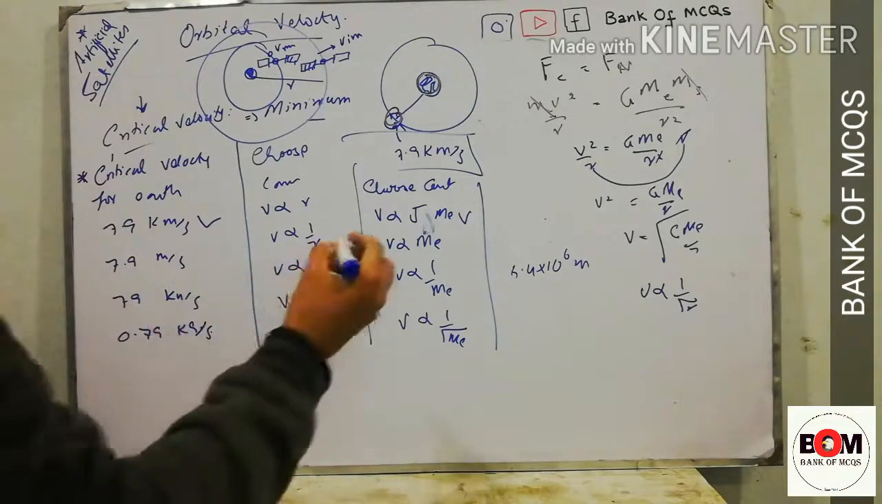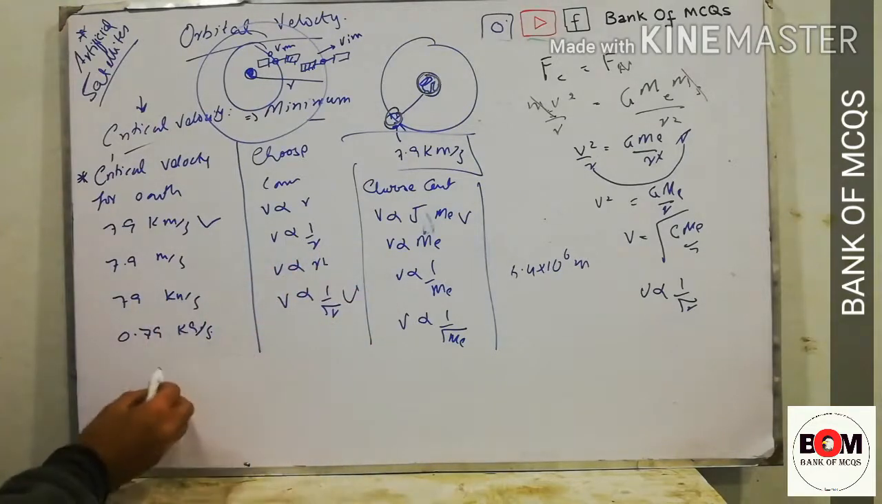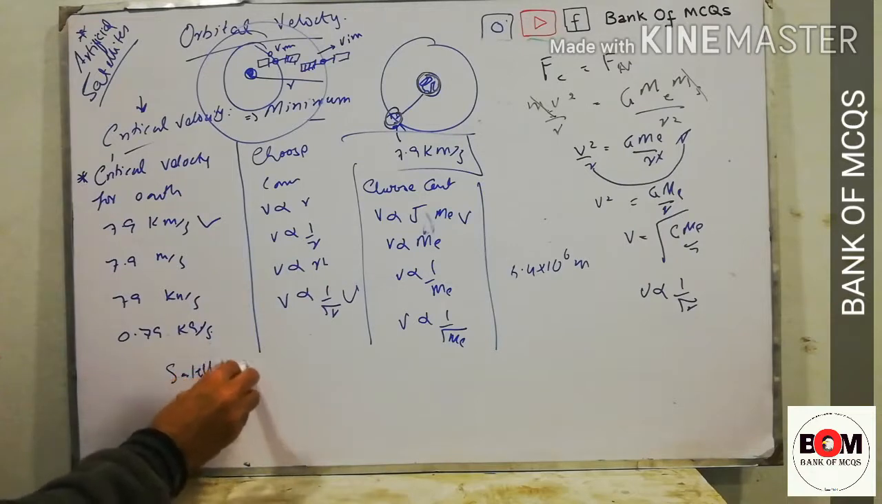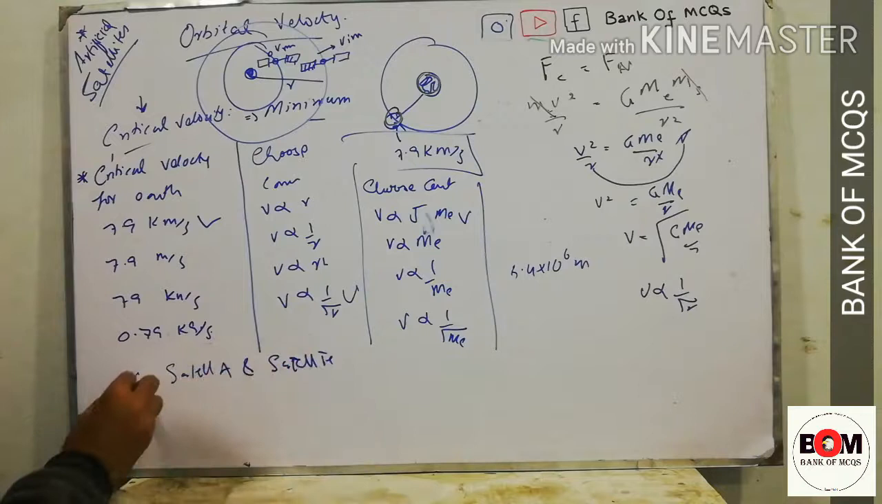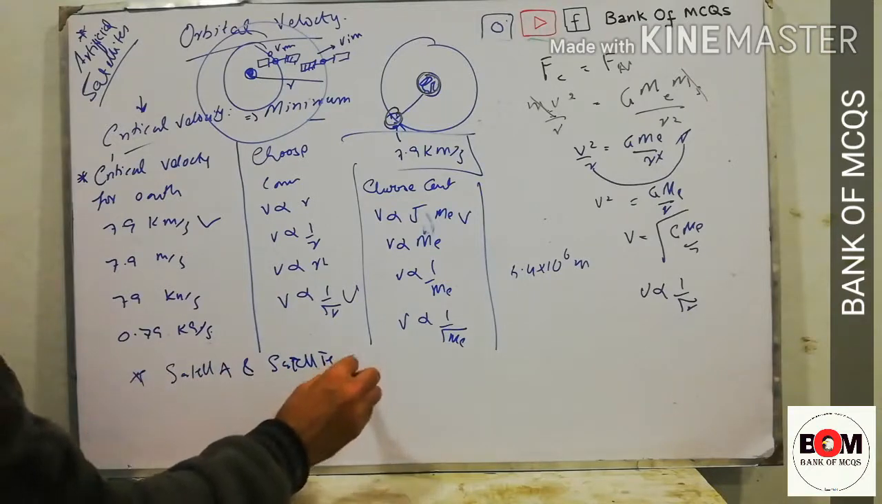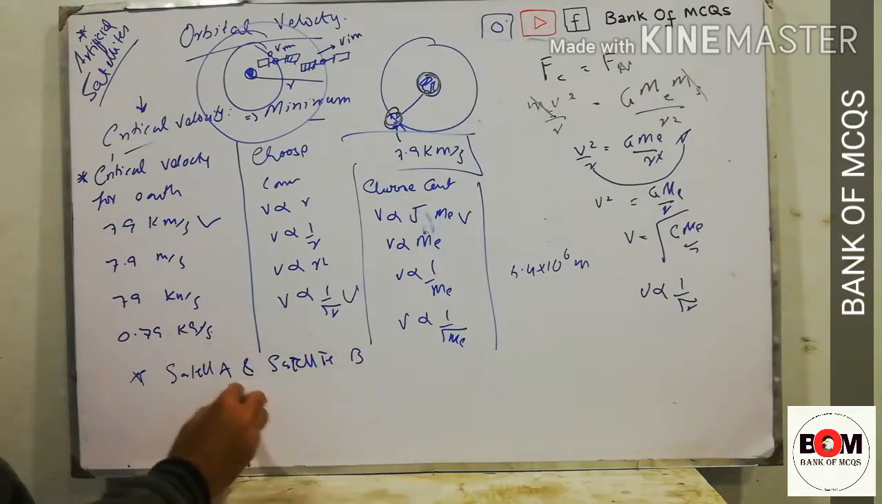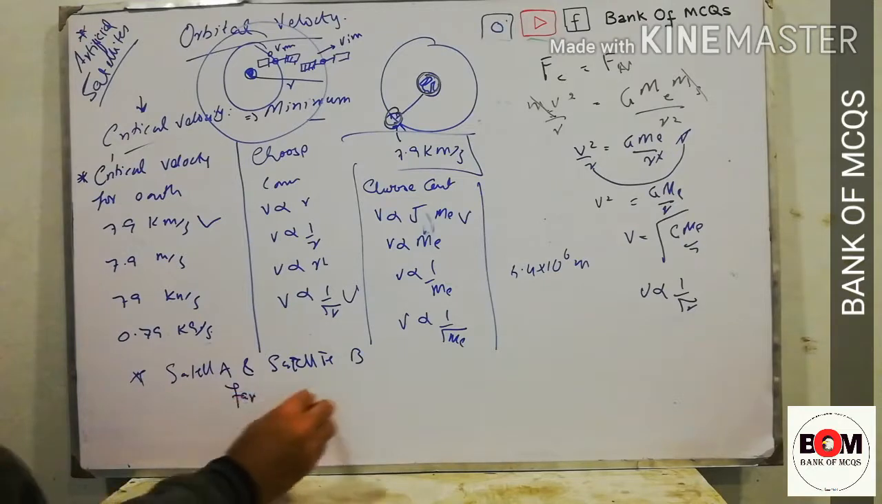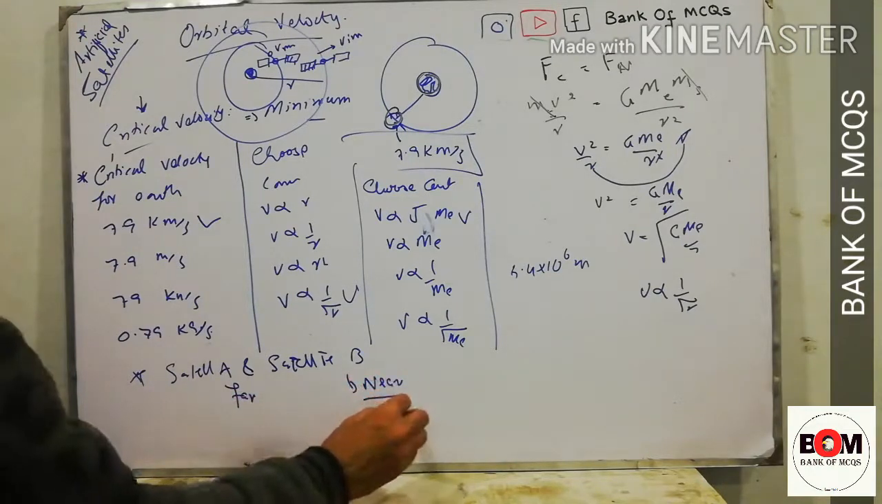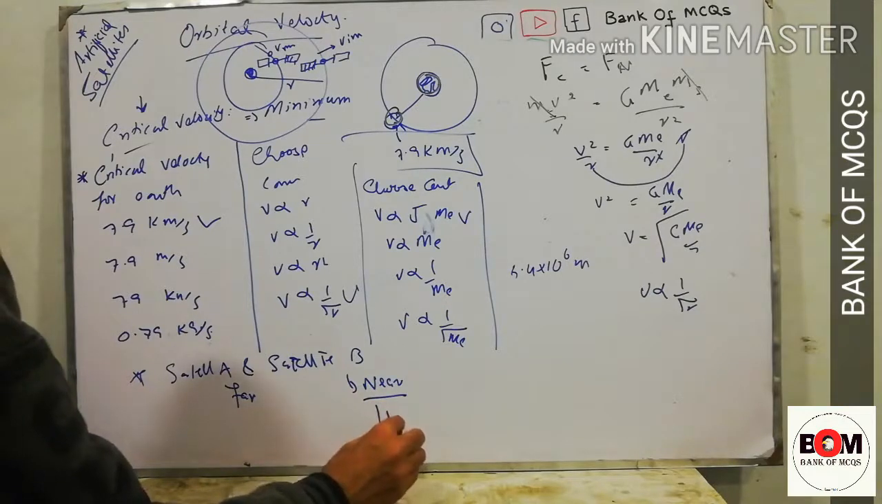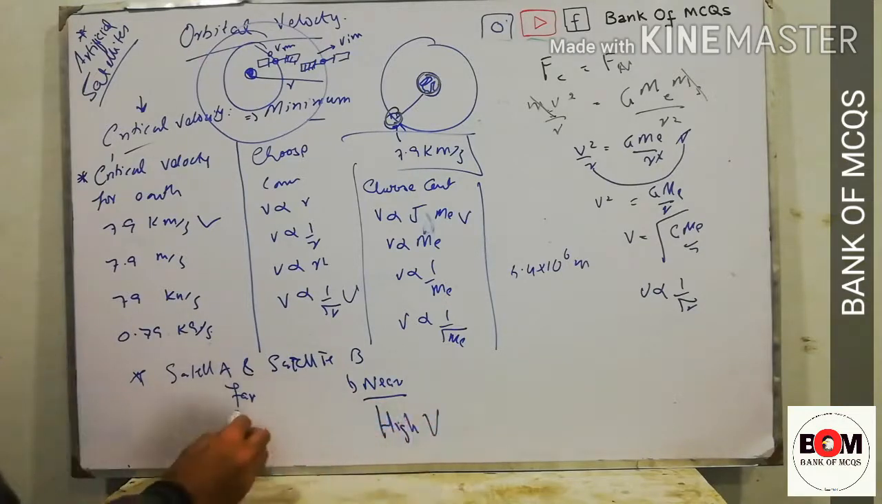It can be asked in MCQs that there are two satellites, satellite A and satellite B. If A is far from earth and B is near to the earth, which one has high velocity? Near to the earth is high velocity and far from earth is low velocity.